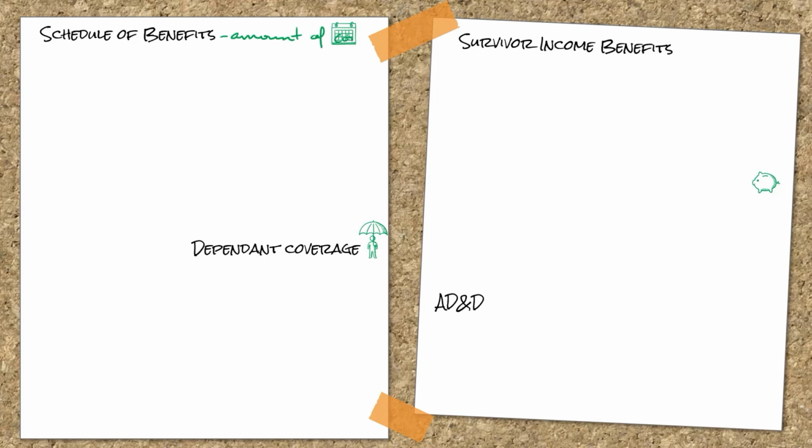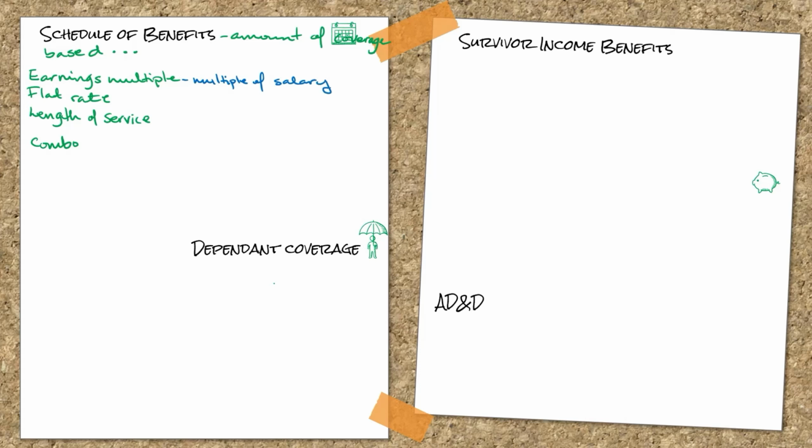The benefits can be a little bit different, and the amount of the base coverage can change based on how the plan is set up. There are a few different ways that the plan can be set up. The first is earnings multiple, and that is kind of self-explanatory. It's a multiple of the member's salary. For example, it could be 2 times the annual salary. So if you're earning $50K, then your coverage, if it's 2 times, would be $100K.